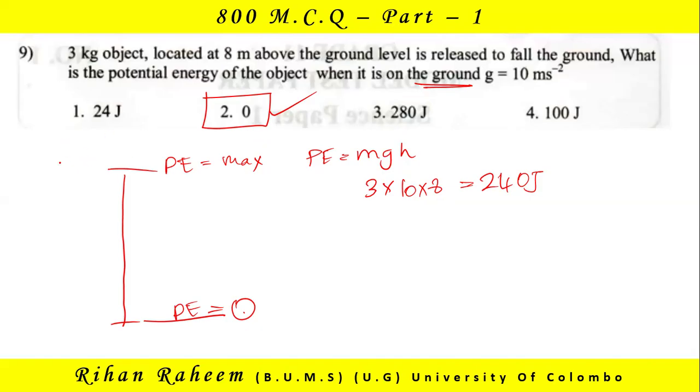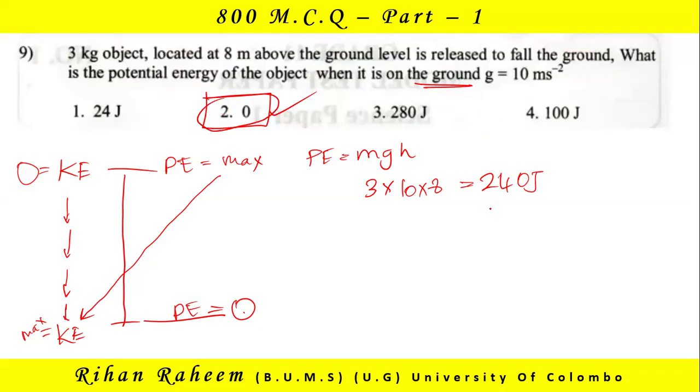What about the kinetic energy? Kinetic energy at the top will be zero, but when reaching down, the velocity increases, increases, increases. When touching the ground, velocity will be maximum. So kinetic energy also will be maximum at the ground. So you can see potential energy is converted to kinetic energy when an object is falling down. Here the answer is zero.